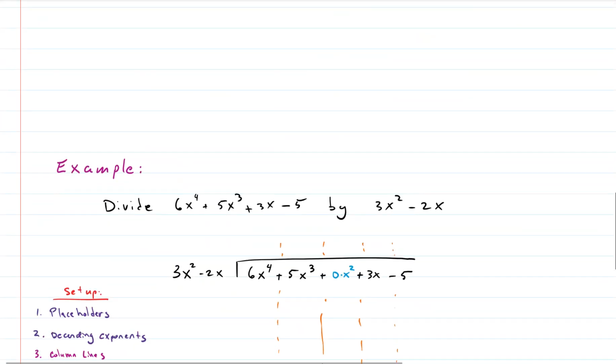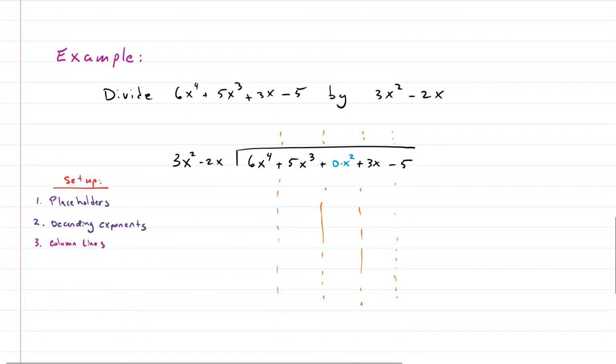All right, here's your example. Divide 6x to the 4th plus 5x cubed plus 3x minus 5 by 3x squared minus 2x. So we need to first put things into the right form. So we'll take the 3x squared minus 2x and we'll plop it out front. And then we'll take the 6x to the 4th plus 5x cubed plus 3x minus 5 and we'll put it down underneath.